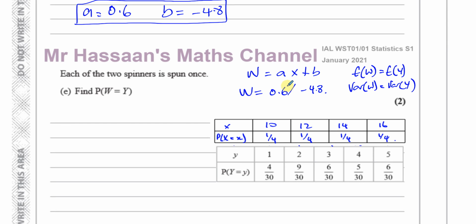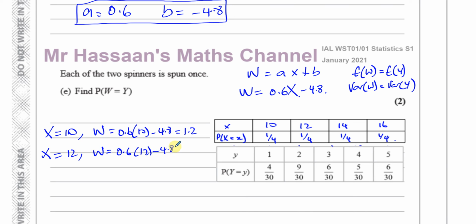A is 0.6. So what I'm going to do is see for every x value what W is going to be. So when x equals 10, W is going to be 0.6 times 10 minus 4.8, which is 6 minus 4.8, which is 1.2. So there's no y value which is 1.2, so that won't help us. For x equals 12, W is going to be 0.6 times 12 minus 4.8.